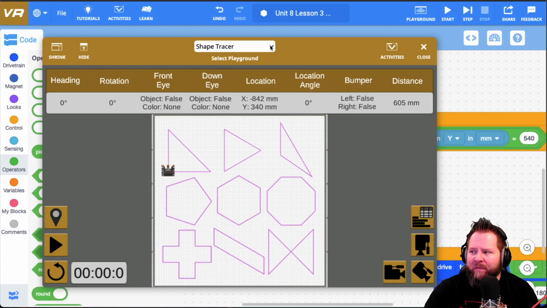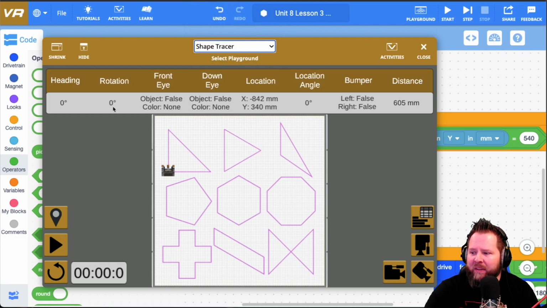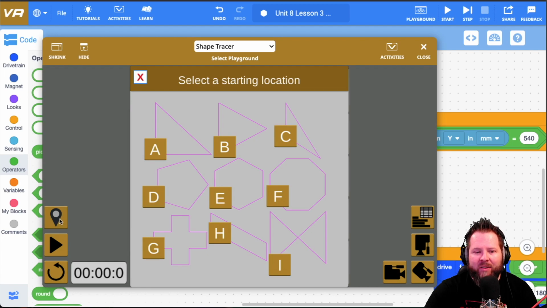All right, so here we have, when I click on playground up here, I can go down and select these different playgrounds. I'm on the shape tracer playground is what this is. And you'll notice that if you have been using VEX VR for a while before here, January 2021, then you'll see there's a new button here. If you're new to VEX, they've done some amazing improvements. It started out fairly simple, and they've done some real amazing, great improvements. I love it.